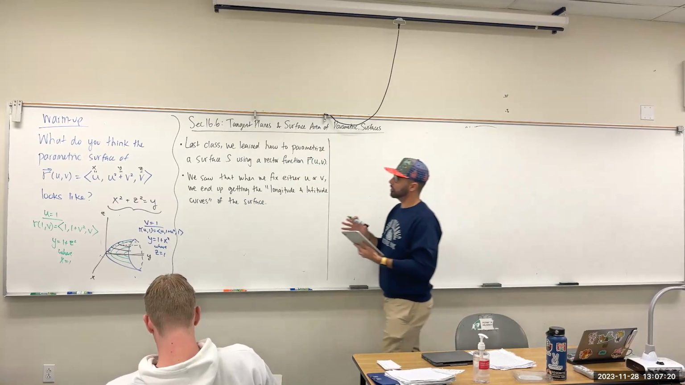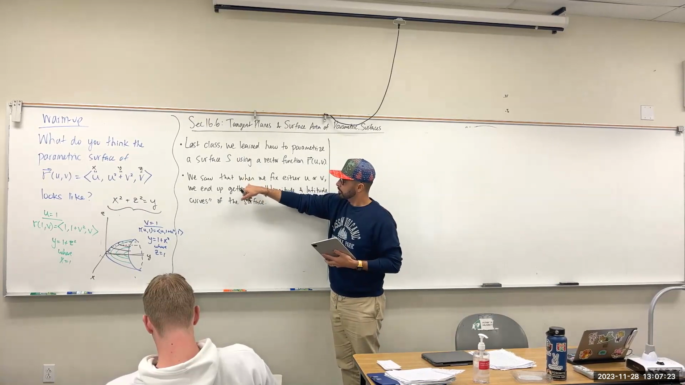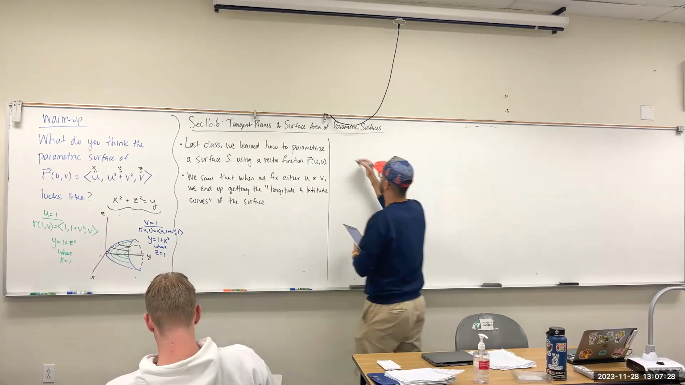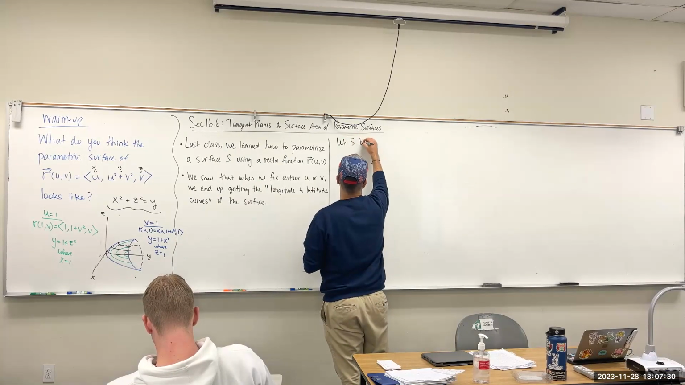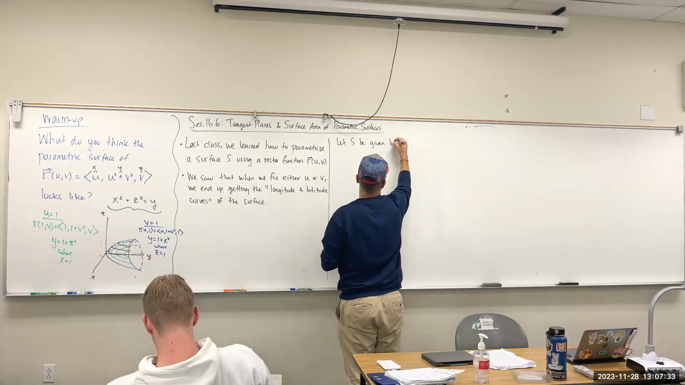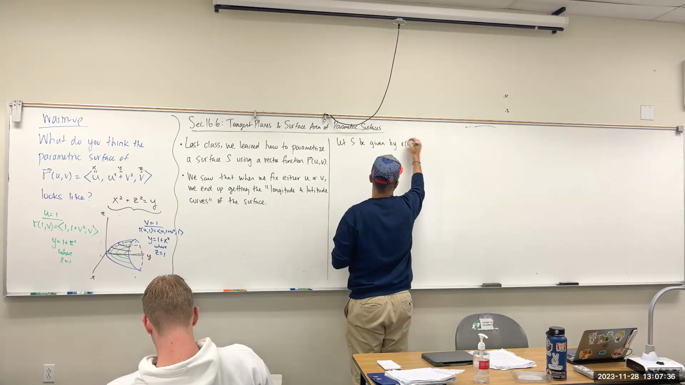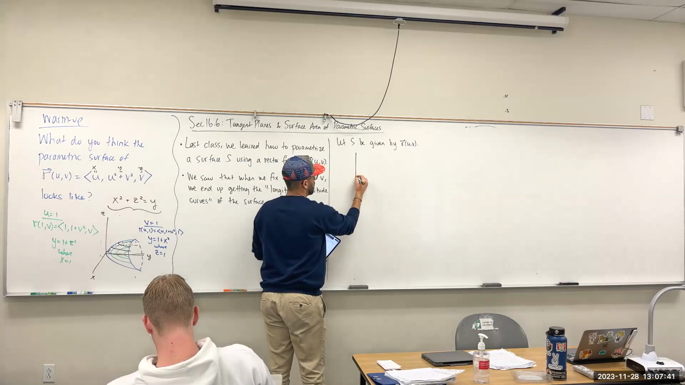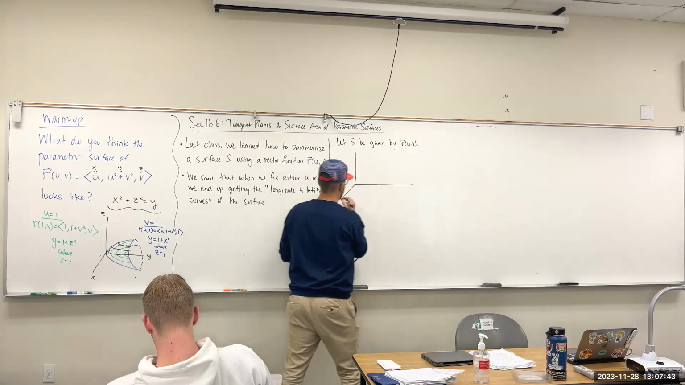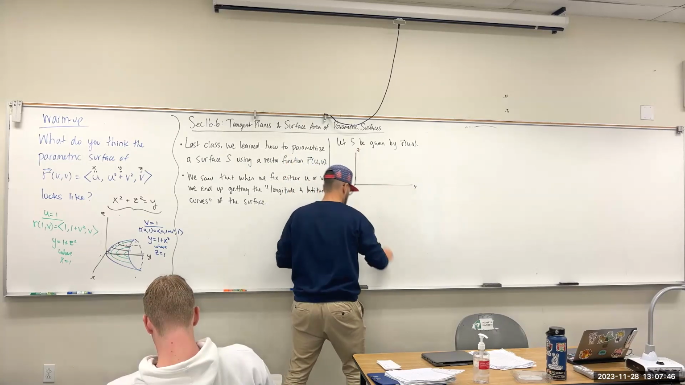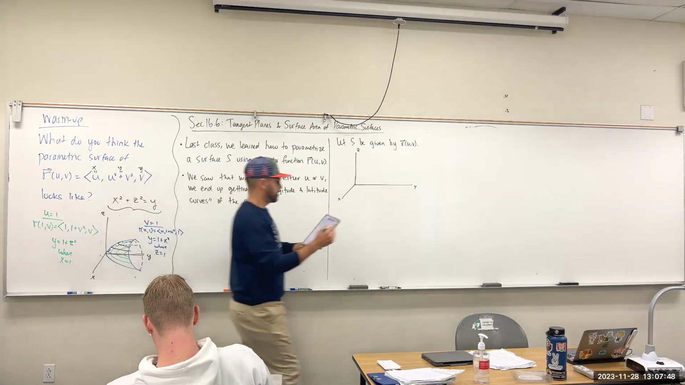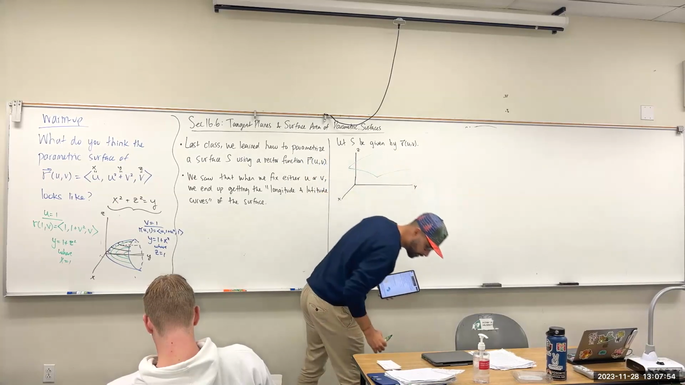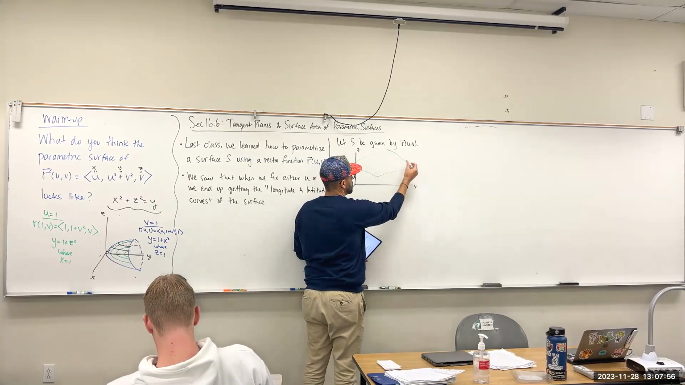So this is what we're going to do now. We're going to go off of this. We're going to start this off with a general surface. So let S be given by some vector function. This is now a general surface. So here's X, Y, and Z. And let's say you get this surface here. Here's S.